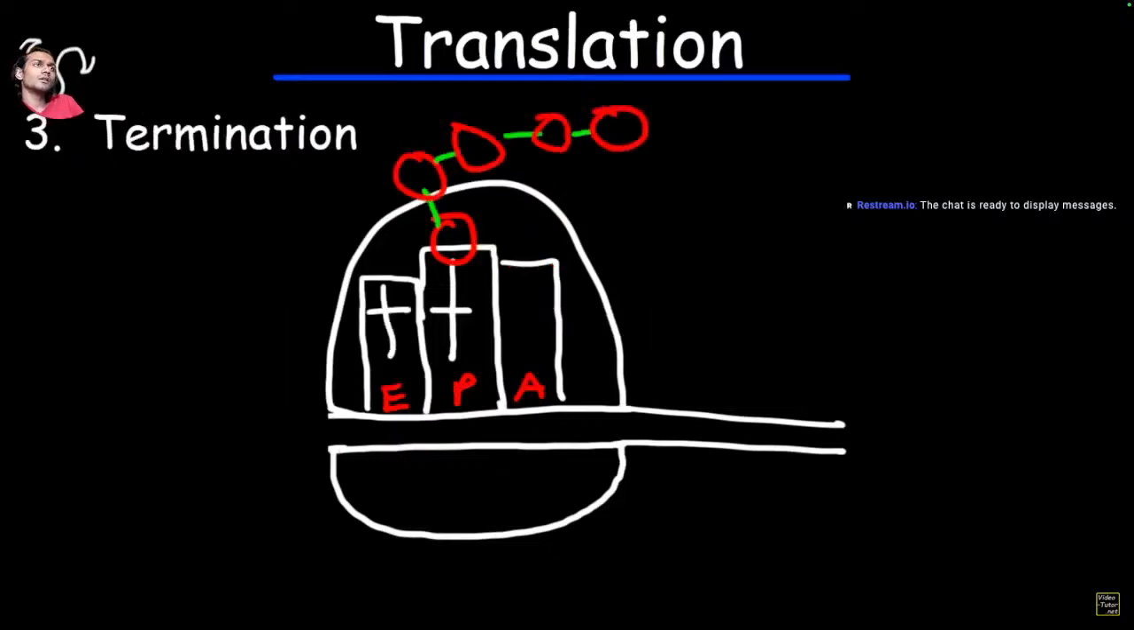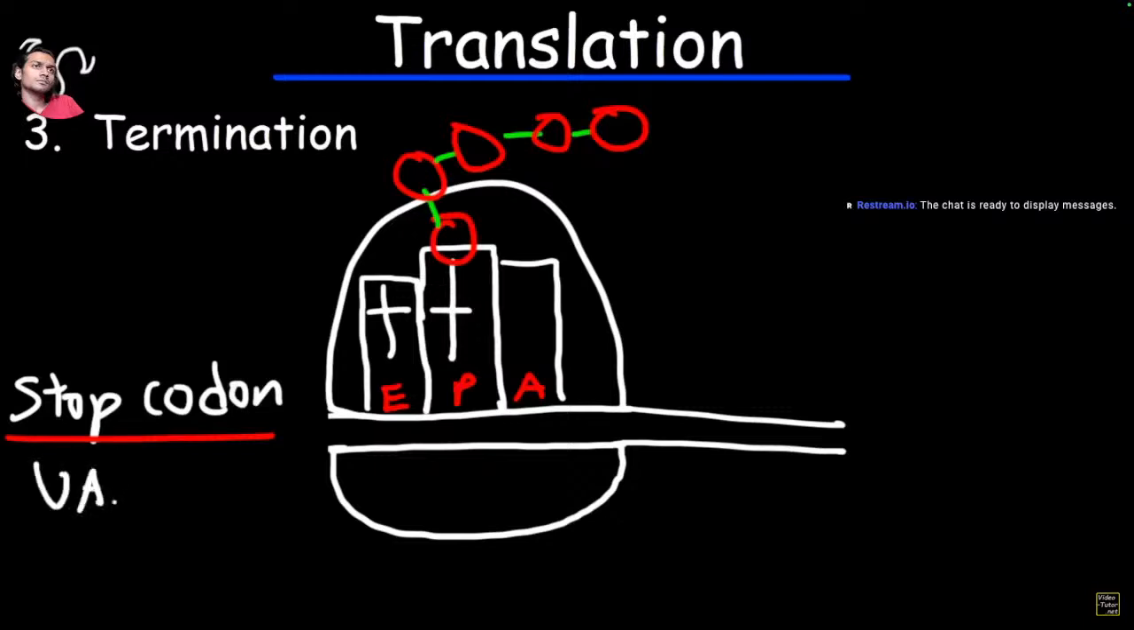The last step of translation, the termination step, begins when a stop codon is read. Now, there are 3 stop codons that you need to be familiar with. The first one is UAA, and then the second one is UAG, and the third one is UGA.